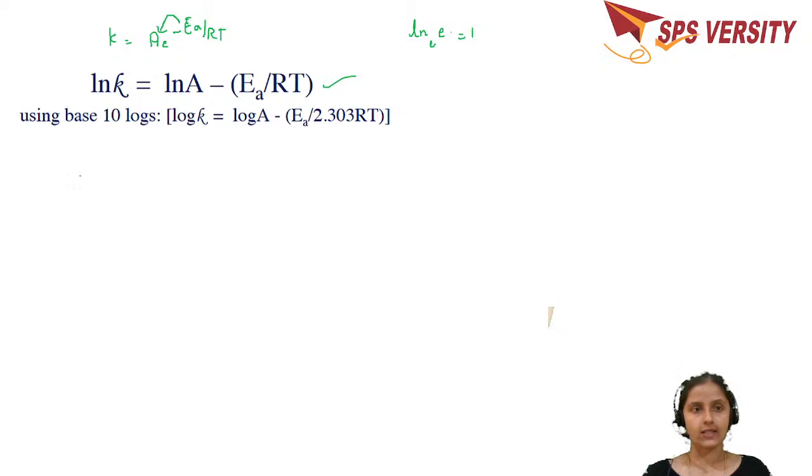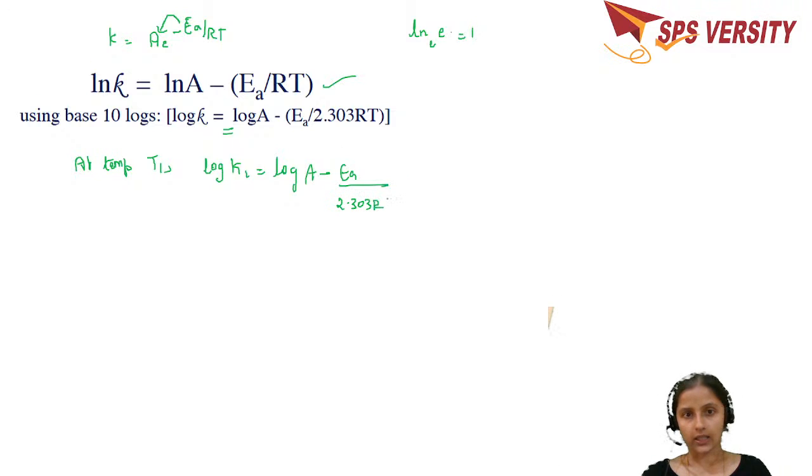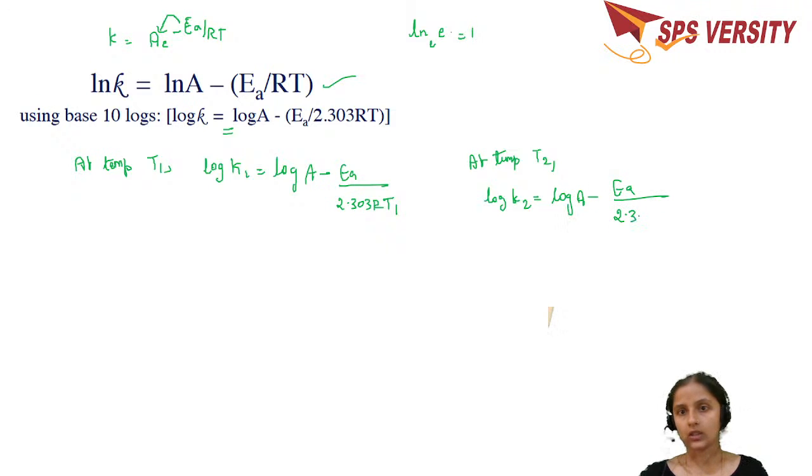Let me take this one first, or we can even take this one for the simplification. So at temperature T1, what is going to be changing over here? The A and Ea values are fixed for a particular reaction. So the rate constant is k1, which is equal to log A minus Ea divided by 2.303 RT1. At temperature T2, a different, higher temperature, log k2 is equal to log A minus Ea by 2.303 RT2. Now, what we are going to do is log k2 minus log k1.